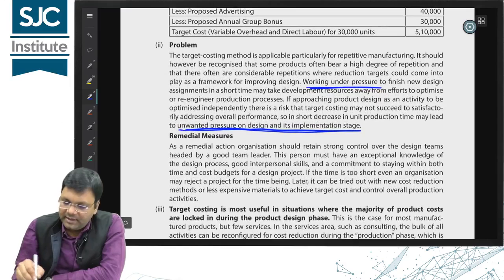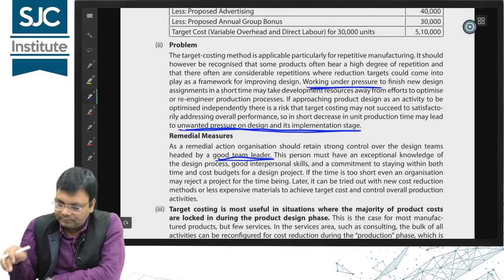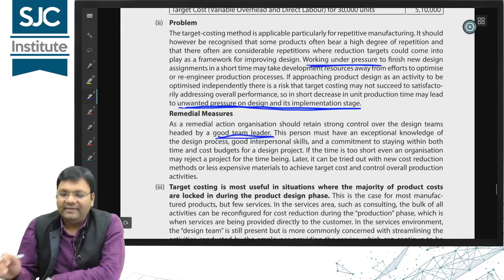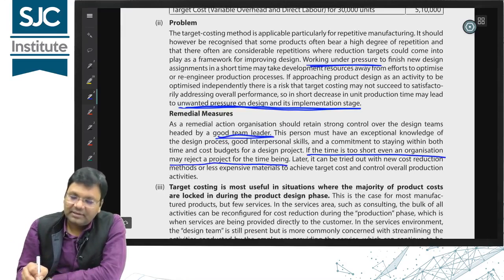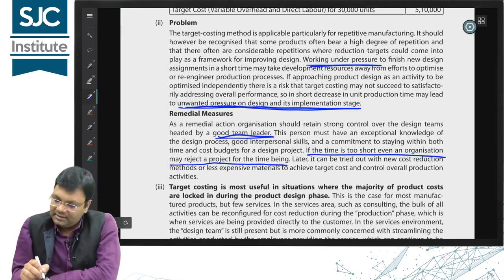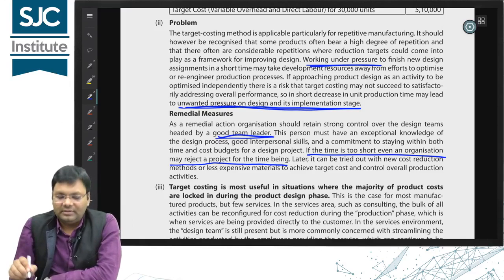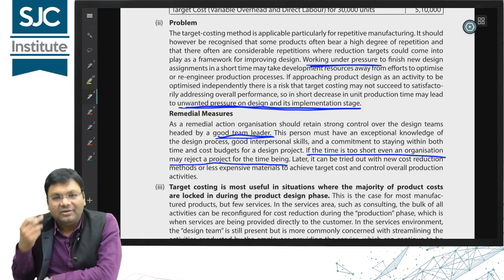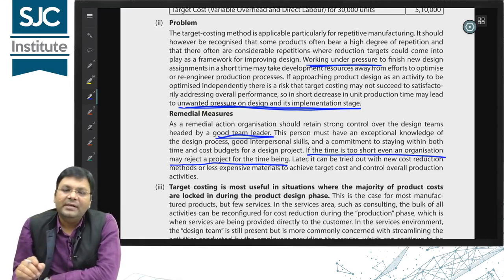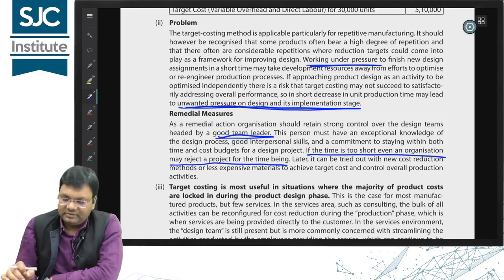Okay, remedy is the good team leader. Sometimes we say if time is too short, you may right now continue with the existing budget for the time being, and later you can try out with some new cost reduction methods or less expensive materials to achieve the target cost. It's not that time reduction is the only way to achieve your goals.